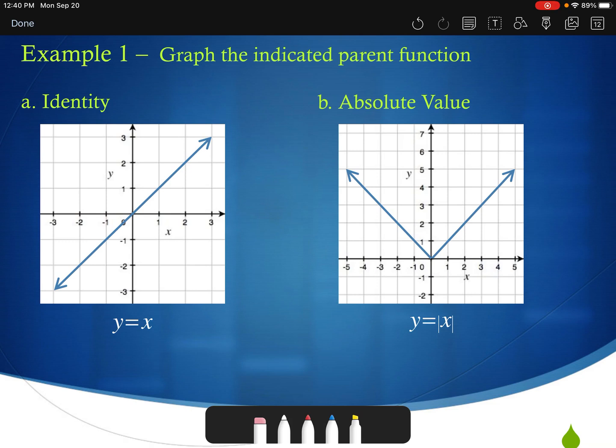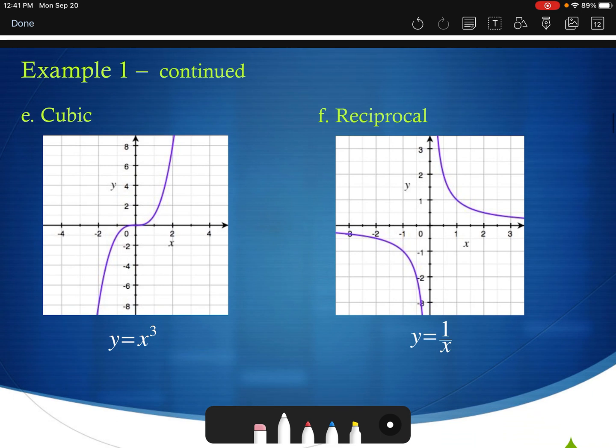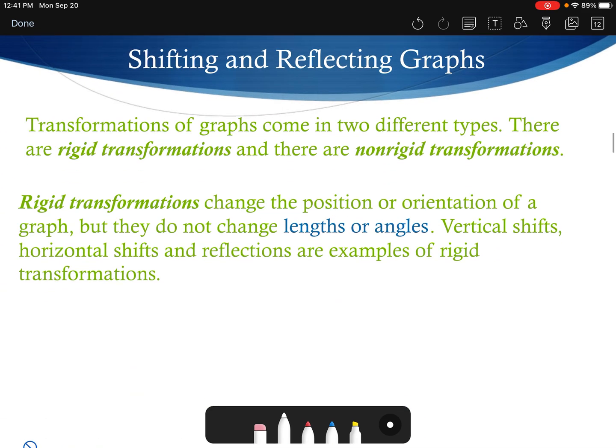The first graph is simply y equals x, which is an identity. So that is just a line with a slope of 1. An absolute value is y equals absolute value of x. That gives us that V. These are all called parent functions. The square root function is y equals square root of x. The quadratic, obviously, is y equals x squared. Again, pause these and draw those in there. Cubic is y equals x cubed, and there's a reciprocal equation, y equals 1 over x.